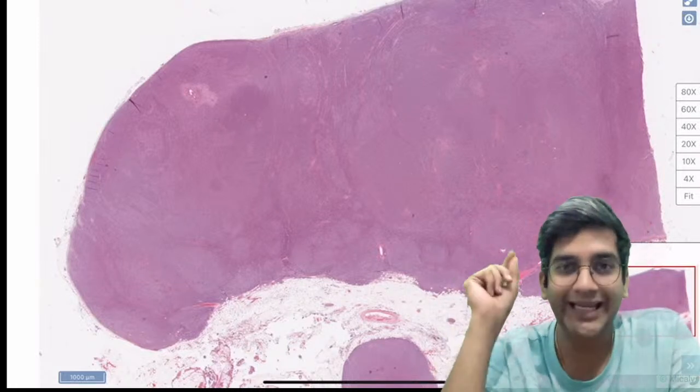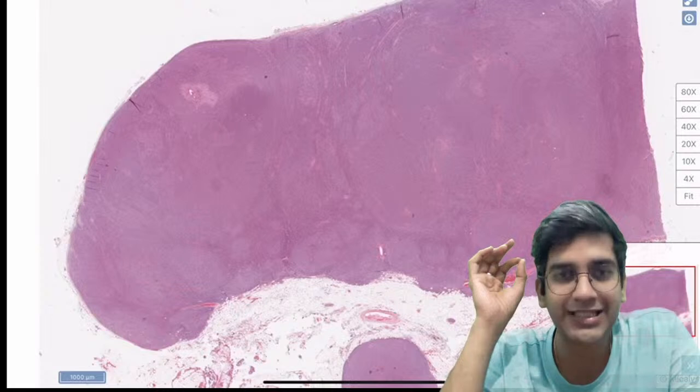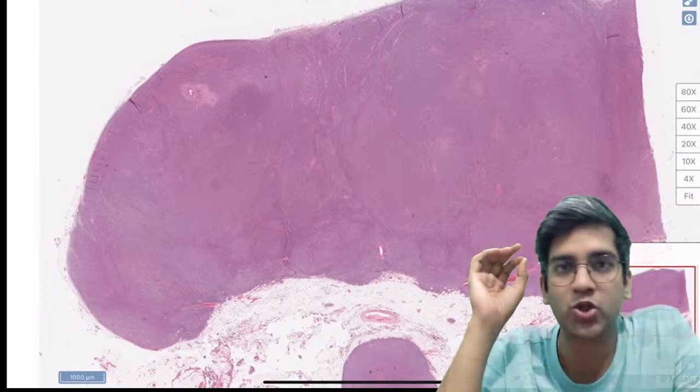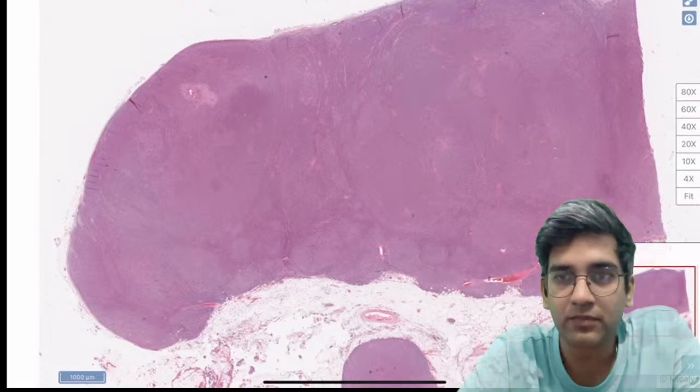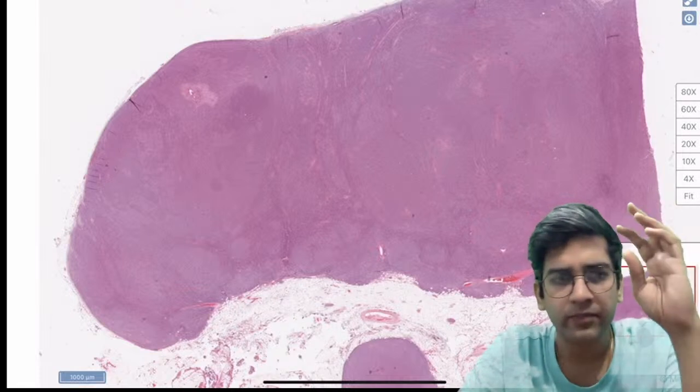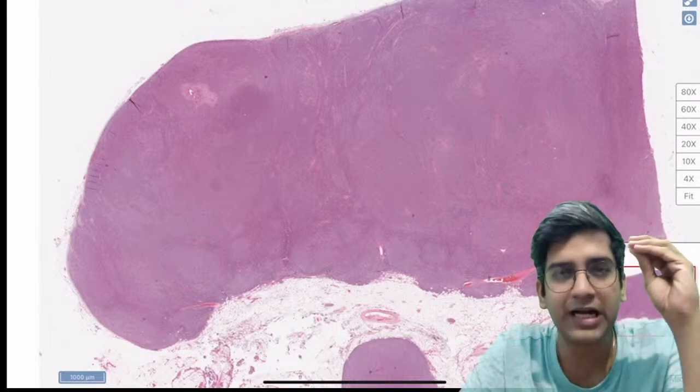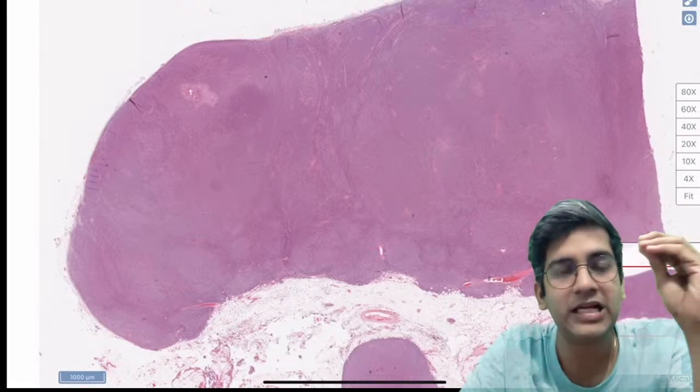Fine. In this lymph node, the first question is, is the architecture maintained, yes or no? I want everyone to comment here. If you're wrong, it doesn't matter. Is the architecture of the lymph node maintained, yes or no?